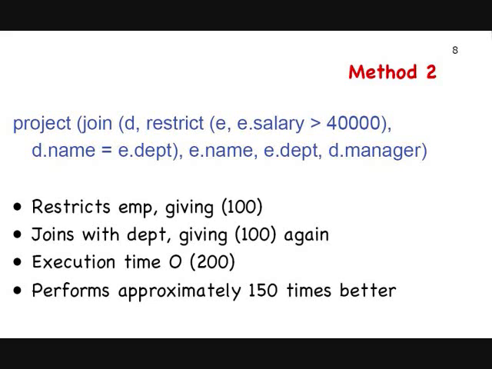So what happens? The restriction gives us 100. This is good. And the join with department gives us 100 again. So it gives us about 200, as opposed to 30,000. That's a big win. So it makes a big difference.